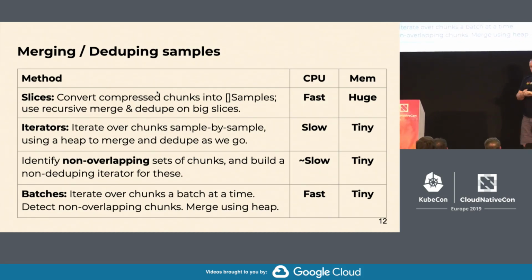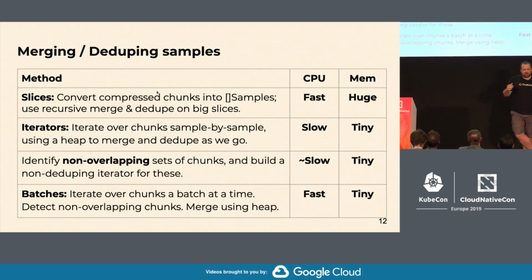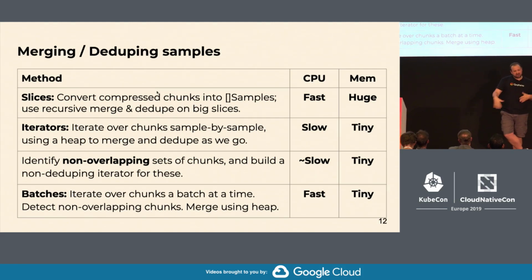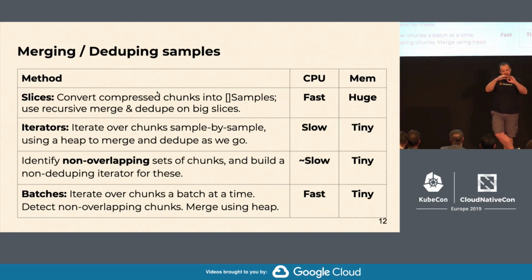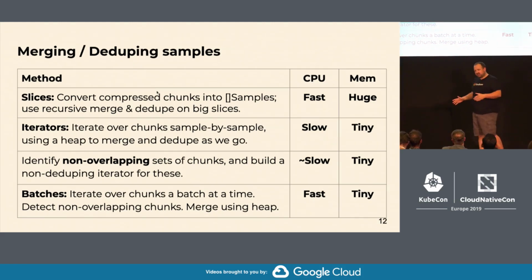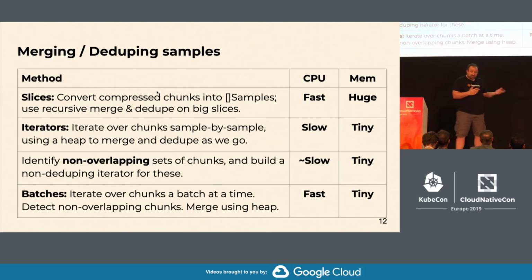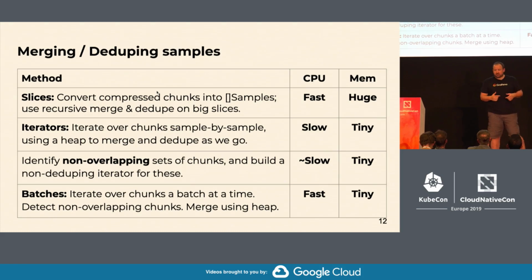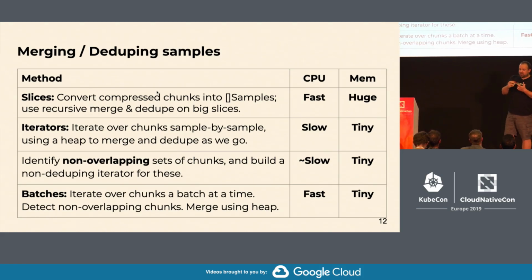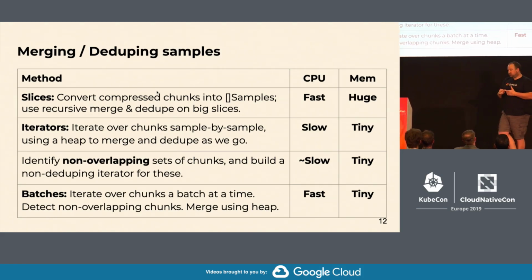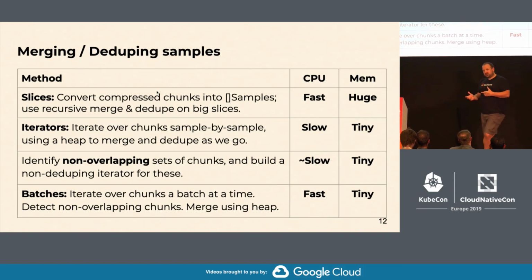We tried a bunch of ways of doing this. The obvious way would be to turn these chunks into big slices in Go, then use a merge to merge them all together into even bigger slices. And it turns out that's really fast. It's actually the fastest way we could find to do it. The problem is, these chunks might only be a few kilobytes, but you do tend to load millions of them. And then decompressing them all.